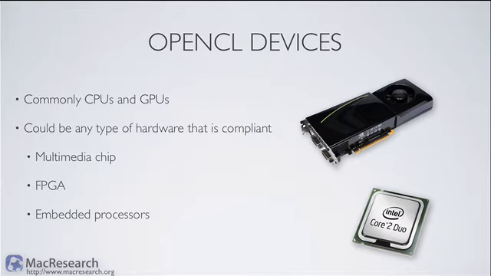Let's talk about OpenCL devices, I guess. When I say devices, what I'm really referring to commonly are CPUs and GPUs. But again, it just has to be any type of hardware that meets the minimum requirements of the specification. So again, it could be a DSP chip, it could be an FPGA, any type of embedded processor, you name it. As long as it can meet the requirements for the specification, it can be an OpenCL device. And this is important because as time goes on and people start building dedicated pieces of hardware for specific functions, you might want to take advantage of what they do and get access to that hardware.